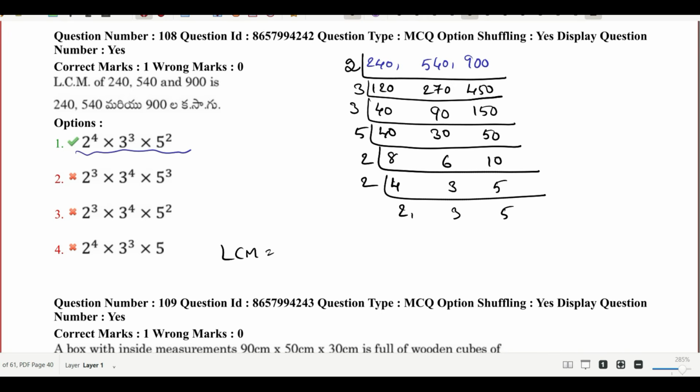Now to find the LCM, check the options in what manner. The options are powers of prime numbers. So you can go with the prime number 2. How many times is 2 repeated? 2 is repeated 4 times. So 2 to the power of 4, into 3, which is repeated 3 times. This can be written as 3 to the power of 3. In the same manner, 5 is repeated 2 times, so 5 square. So the LCM of the given numbers is 2 to the power of 4 into 3 cube into 5 square. So the first option is the correct one in this case. Okay, now let us see the next question.